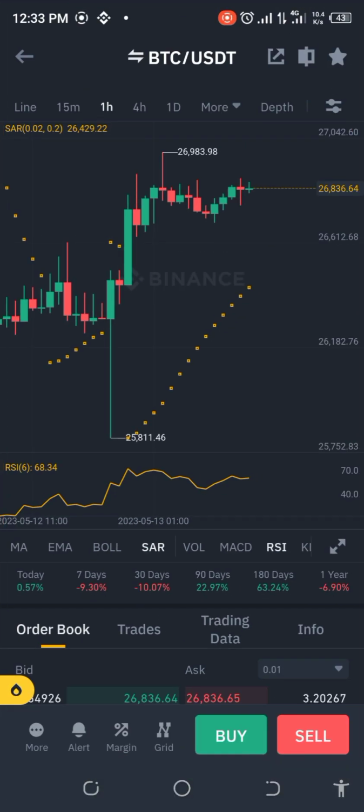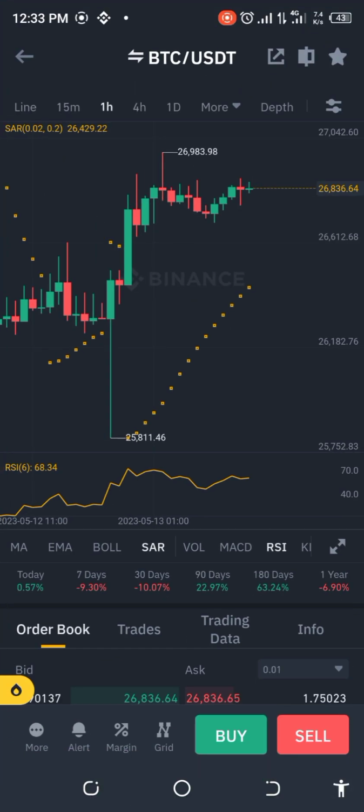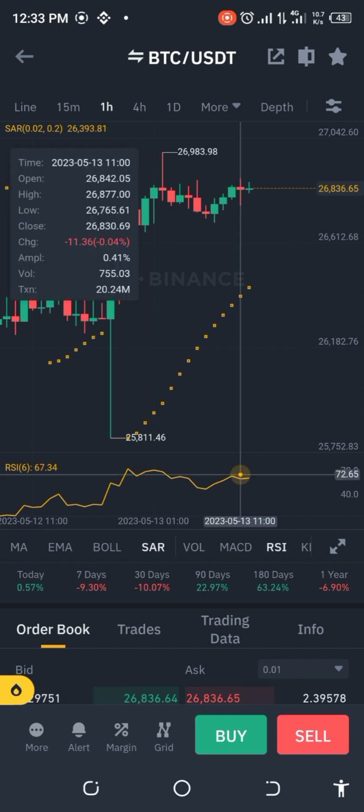You can see right now, let's take a good look at the RSI here. It's not yet at, let me see the level it is right now. Let me long press and check.